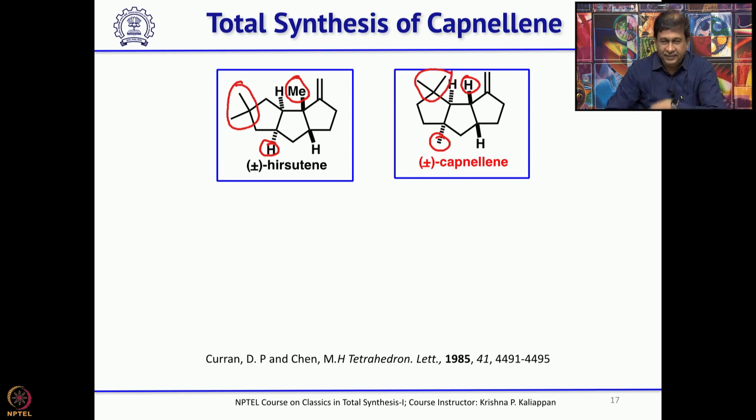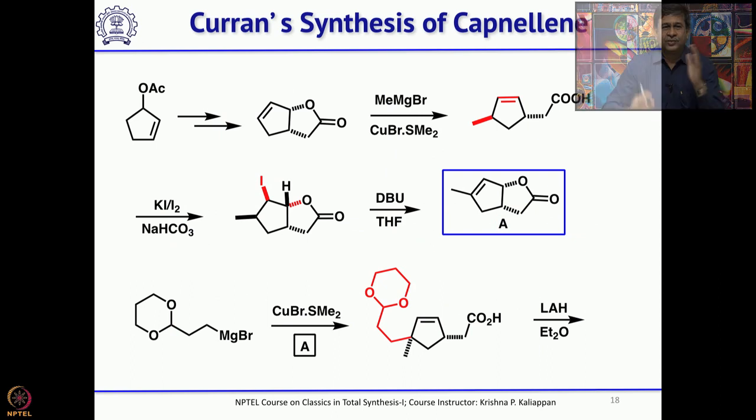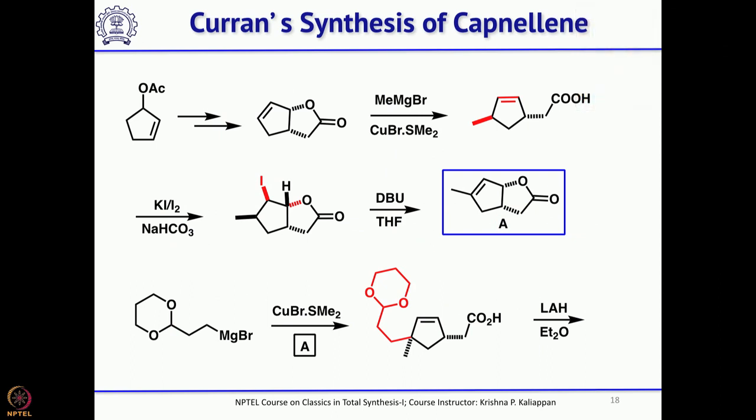So there are subtle differences between these two natural products, and what Curran wanted was to extend the same tandem radical cyclisation to capnellene also. He also started from cyclopentanone. This time he does not need the methyl group here, and followed the same process to get this bicyclic lactone. But he needs a methyl group here. So first he did a 1,4 addition with methyl magnesium bromide and cuprous bromide dimethyl sulfide. It opened to give this carboxylic acid, and then followed by iodolactonization and elimination, he could get this bicyclic lactone.